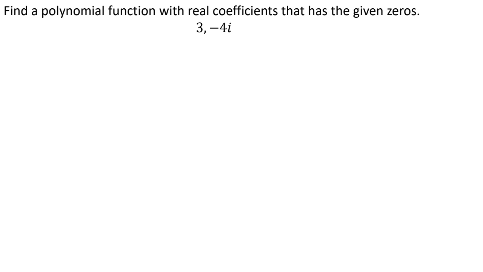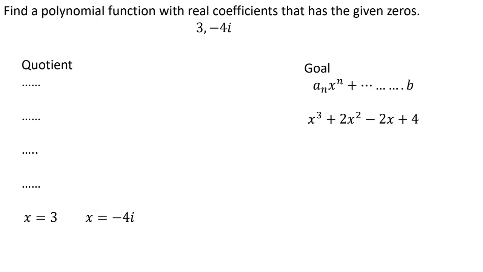Okay, so what we want to do is our goal is to get all of the factors, and when we multiply all of our factors, we are going to get our polynomial. Okay, so this is what I like to use, what's called the linear factorization theorem. Okay, so on this particular one, they say that I have two zeros. At x equals 3 is a 0, and at x equals -4i is a 0.